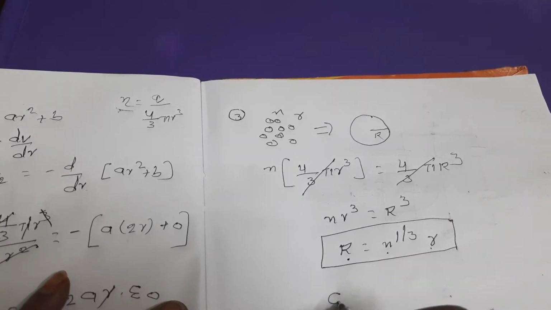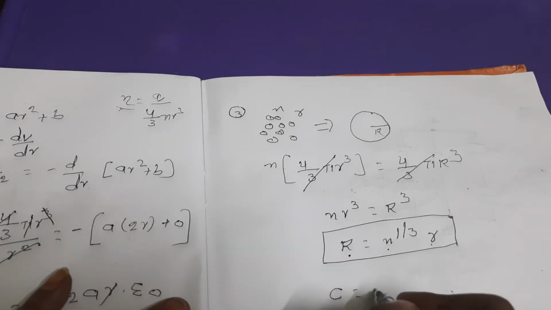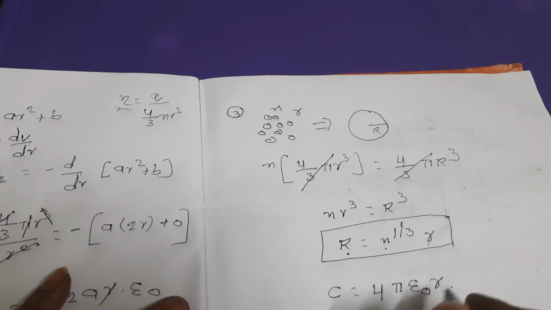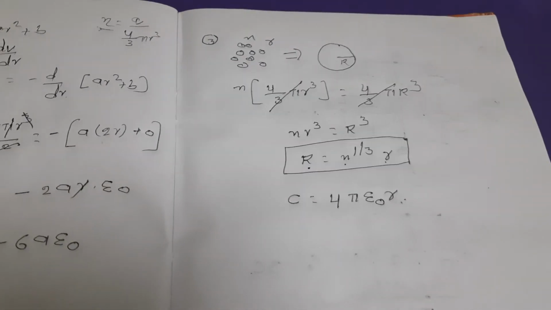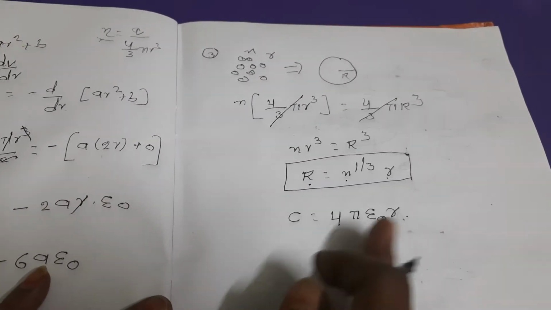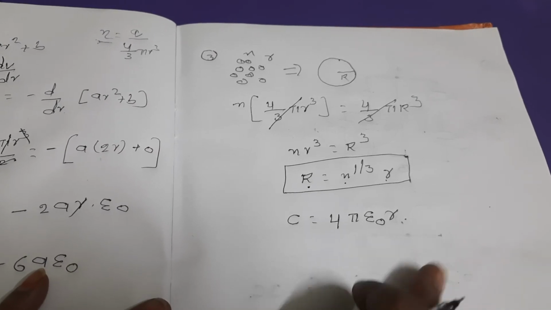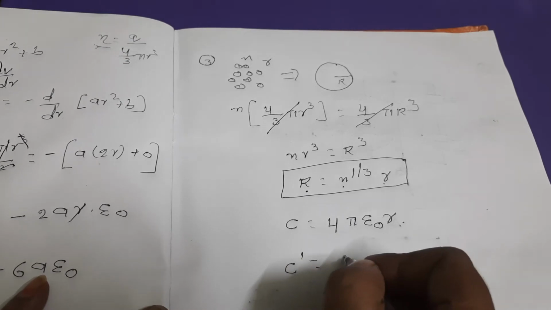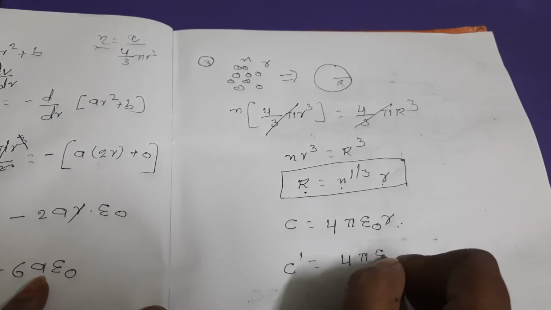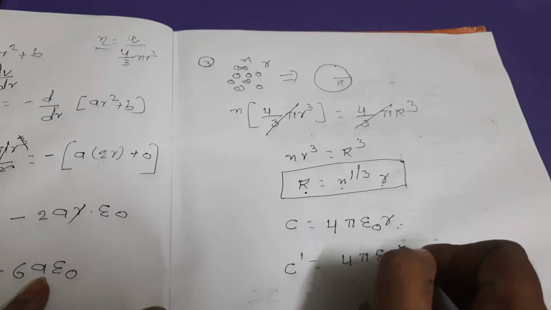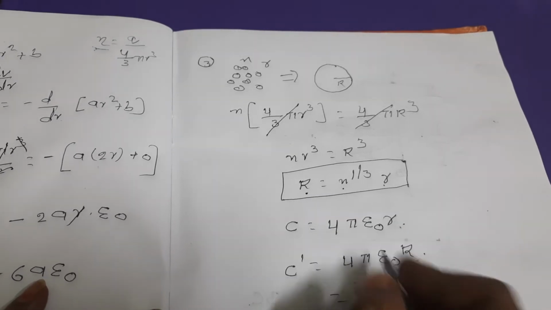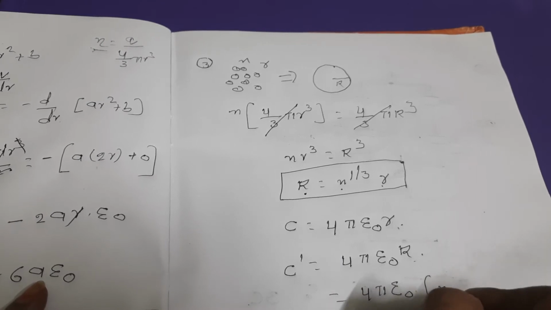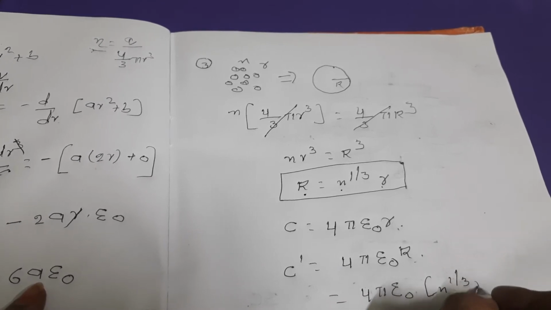But you know the capacitance, what is the formula? C equals 4 pi epsilon naught into r. This is one small drop. Then what happens? N number of drops are combined and it gives the big drop, means C dash equals, what are we taking? 4 pi epsilon naught into capital R. Okay, but instead of capital R, what are we writing? 4 pi epsilon naught n to the power of 1 by 3 into r.